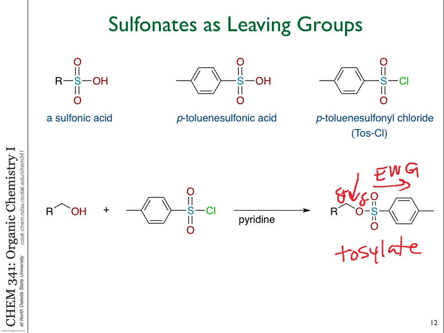By the way, I sometimes abbreviate this as a Tos. Your book, I think, uses just Ts. Or here would be OTs, tosylate. They're essentially the same. Well, why would that be a good leaving group? Why would that make that carbon-oxygen bond weaker and make that come off easier? Well, if you think about the anion, let's say we do a nucleophilic substitution and we kick this off now with the electrons and break that bond, right? What is the anion leaving group?